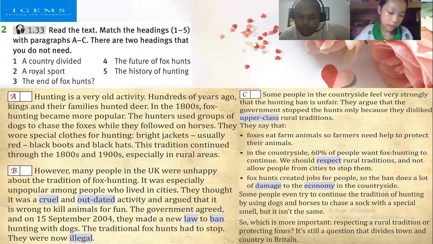The third is that it is a cruel and outdated activity, and a girl argued it is wrong to kill animals for fun. The government agreed, and on 15 September 2004, they made a new law to ban hunting with dogs. The traditional folk hunts had to stop. They were now illegal.